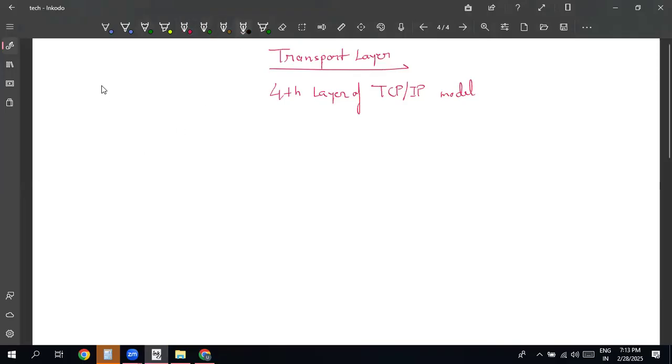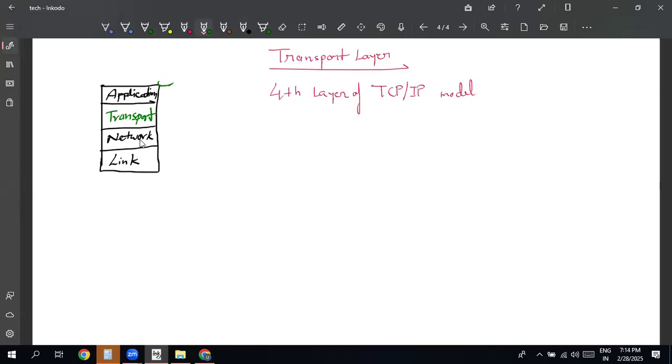I hope you all remember how the TCP/IP model looks. The top layer is the application layer, which is the combination of OSI's application, presentation, and session layers. Then beneath, we have the network layer and the link layer. So the transport layer works as a bridge between these two: the application layer, where the user interacts, and the network layer, where the handling of data transmission over the internet is done.